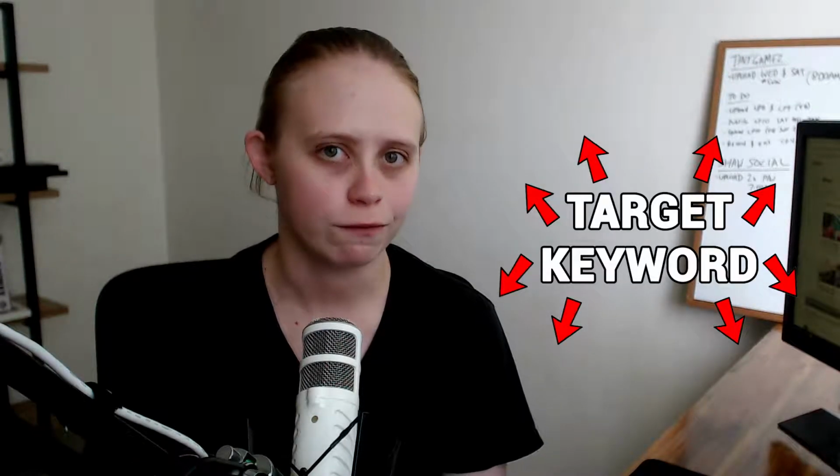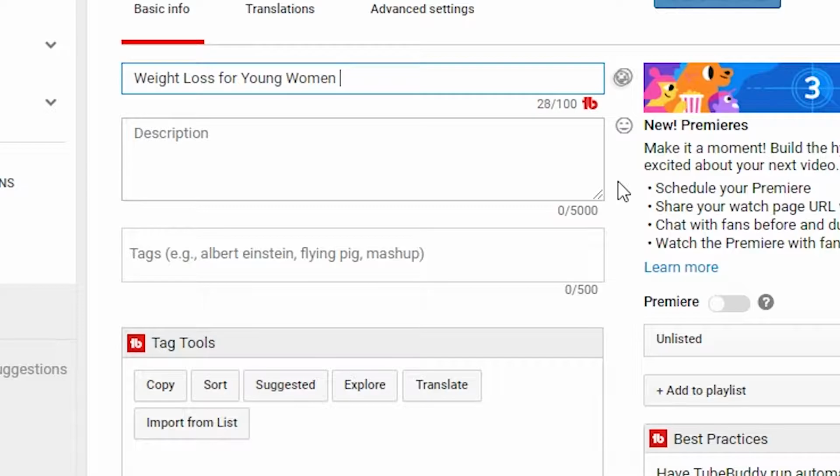Now that you've got the topic, we need to sort out what your target keyword will be. This is the keyword we'll be focusing on the most and branching out from. Going back to our example, we're going to be using weight loss for young women. We now need to include this target keyword in our title, specifically at the very start of our title, as this will have more ranking power than if we were to place it in the middle or the end of our title. So this could look something like weight loss for young women, 5 helpful tips. Just remember to keep that target keyword at the front of your title.